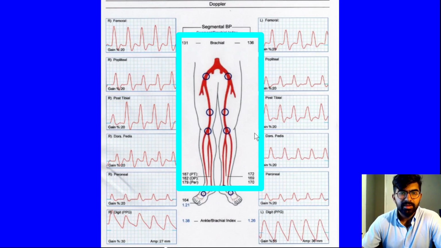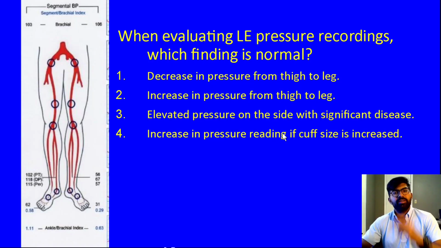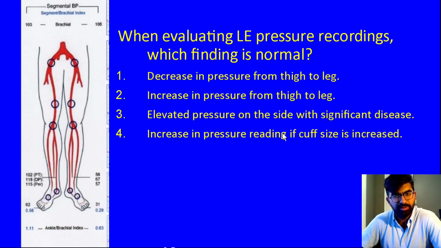Okay? Now, when you're evaluating lower extremity pressure recordings, which finding is normal? Do you get a decrease in pressure from the thigh to the leg? Do you get an increase in pressure from the thigh to the leg? Is there an elevated pressure on the side with significant disease? Or is there an increase in pressure readings if the cuff size is increased? So think about that for a little bit. Think about the ones that you know are obviously incorrect.